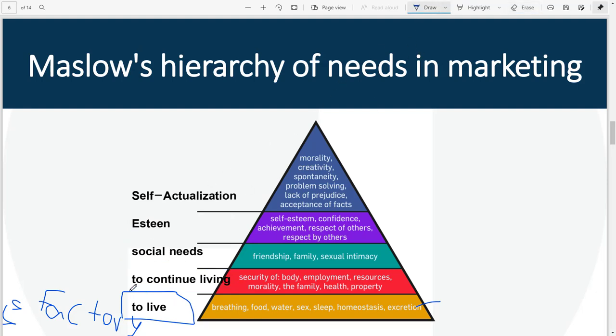Look. Okay. To continue living, then please, for God's sake. Okay. Then we need social needs. Social needs is connection. We need to connect to other people.